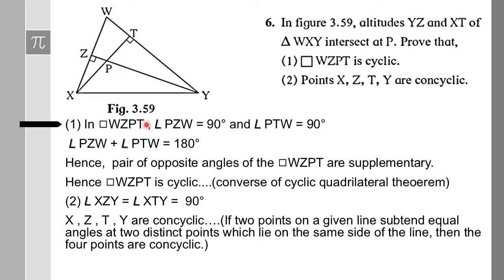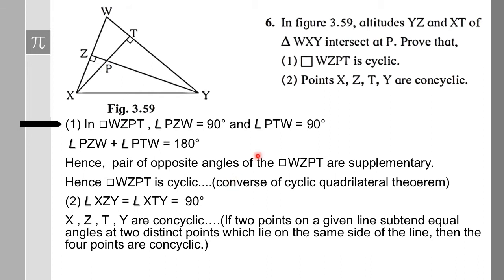So in quadrilateral WZPT, angle PZW is 90 degrees and angle PTW is 90 degrees, since XT is perpendicular to WY and YZ is perpendicular to WX. If you add these two, you get 180 degrees. That means a pair of opposite angles of the quadrilateral are supplementary. Hence the quadrilateral WZPT is cyclic. Here we are using the converse of the cyclic quadrilateral theorem.